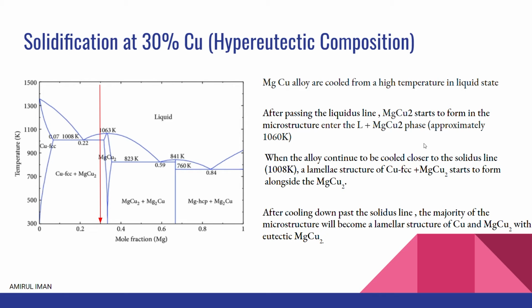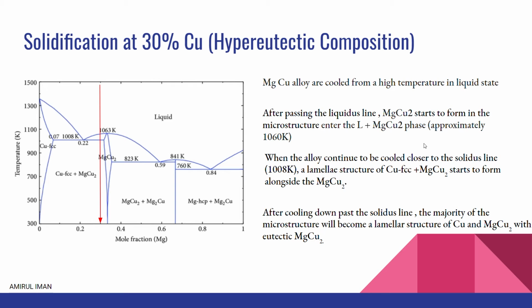in the microstructure. So when it is on the solidus line, a lamellar structure of copper FCC and MgCu2 can be seen alongside the MgCu2. Then it cools down again past the solidus line, around 1008 Kelvin. So in the microstructure, we can see there will be a lamellar structure. The lamellar structure consists of copper and MgCu2, with a eutectic of MgCu2.